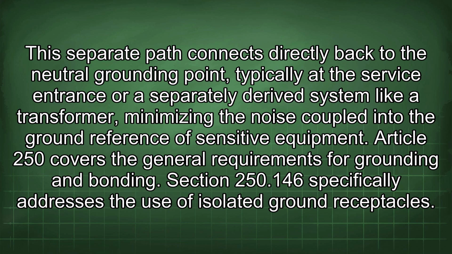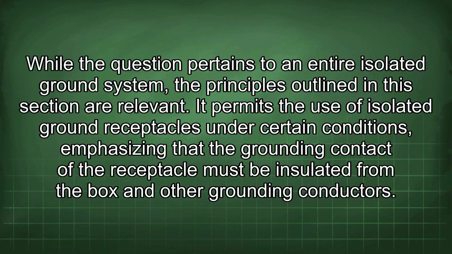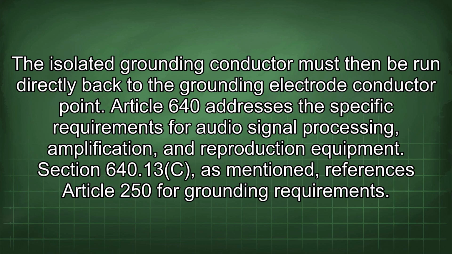Article 250 covers the general requirements for grounding and bonding. Section 250.146 specifically addresses the use of isolated ground receptacles. While the question pertains to an entire isolated ground system, the principles outlined in the section are relevant. It permits the use of isolated ground receptacles under certain conditions, emphasizing that the grounding contact of the receptacle must be insulated from the box and other grounding conductors. The isolated grounding conductor must then be run directly back to the grounding electrode conductor point.